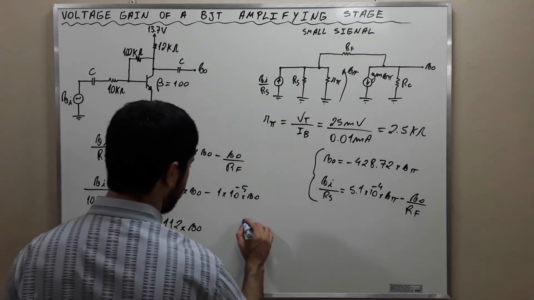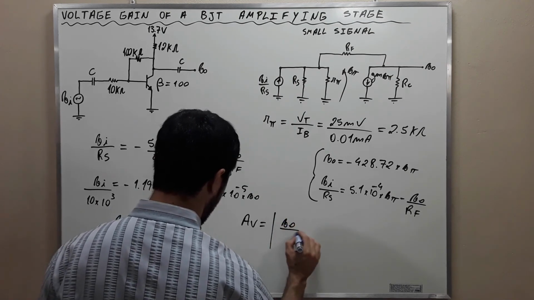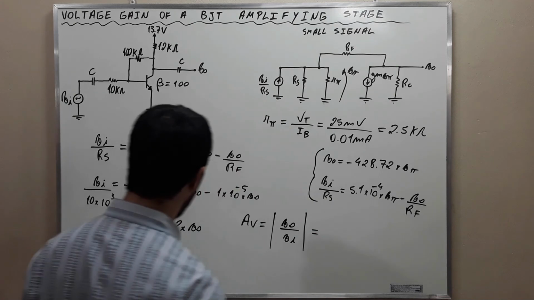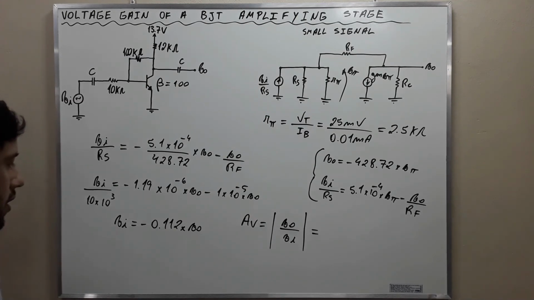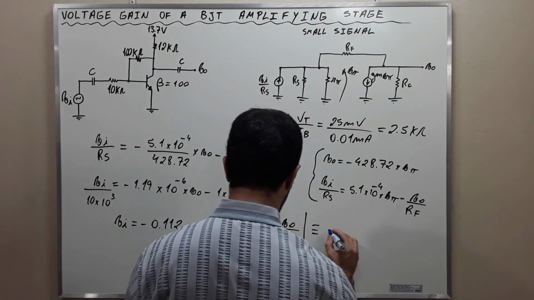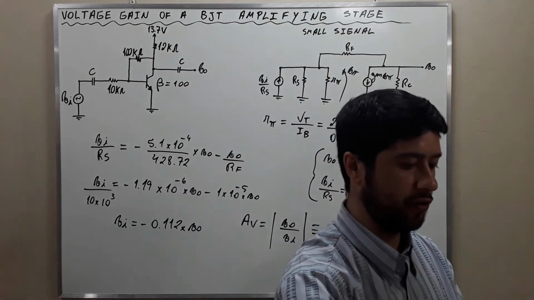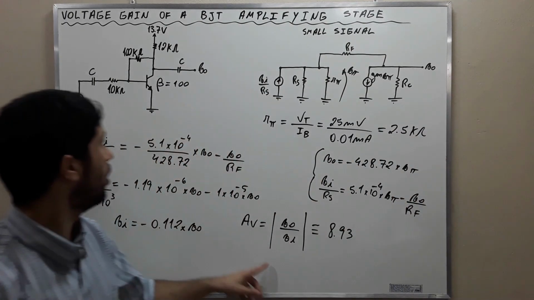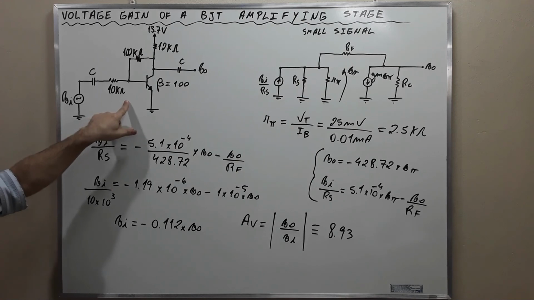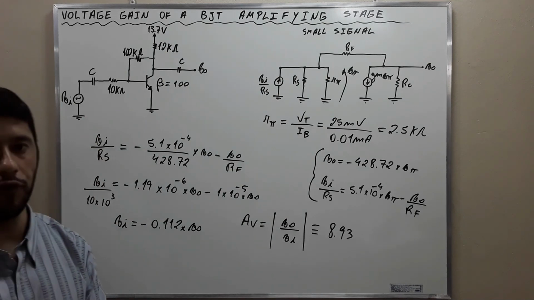And the voltage gain is equal to the magnitude of VO over VI, which, passing this dividing, and then passing this dividing here, we get approximately 8.93. Okay? This is the result of this exercise. The voltage gain of this amplifying stage with a BJT is 8.93 volts per volt.